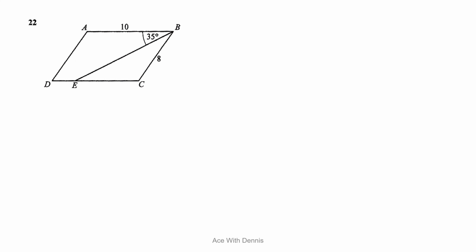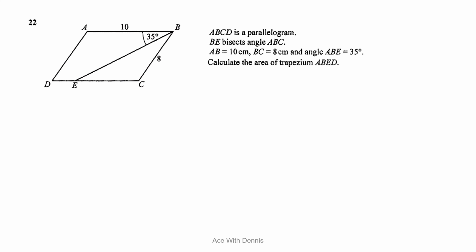Question 22. Given this diagram, ABCD is a parallelogram. BE bisects angle ABC. AB equals 10 cm, BC equals 8 cm, and angle ABE equals 35 degrees. Calculate the area of trapezium ABED. So this is trapezium ABED. 5 marks. So from this sentence, BE bisects angle ABC. So this is angle ABC. BE bisects ABC. Hence, this angle must be equal to 35 degrees.